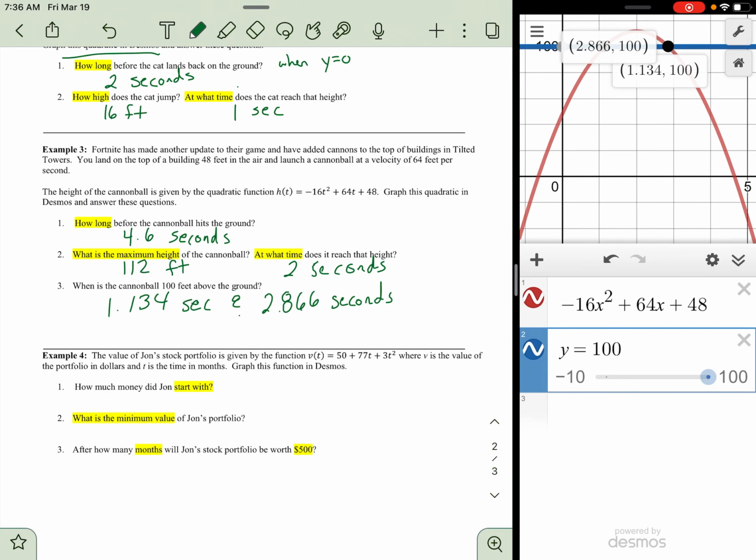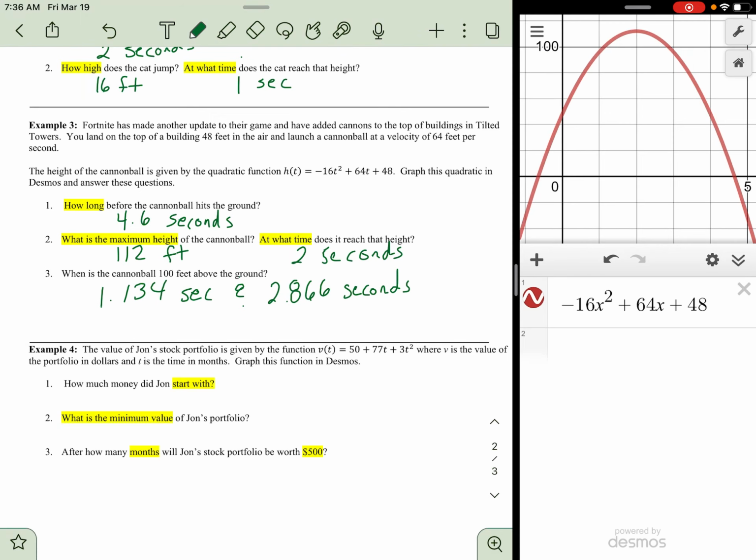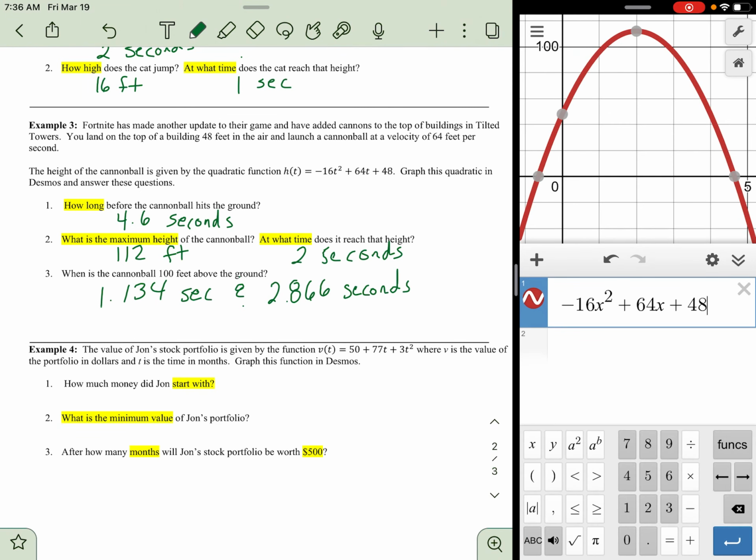Okay, last example here for our modeling today, and we'll do some more on Monday with some practice when I'm there. So the value of John's stock portfolio is given by the function. Okay, let me go back. And notice this is in the incorrect order, so I'm going to put it in the correct order. 3t squared plus 77t plus 50.